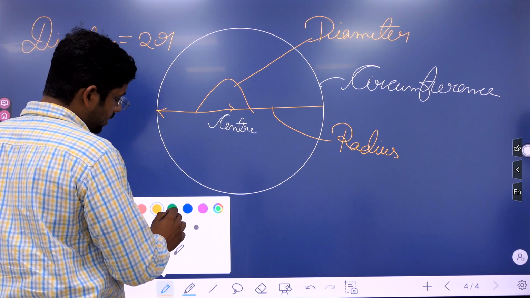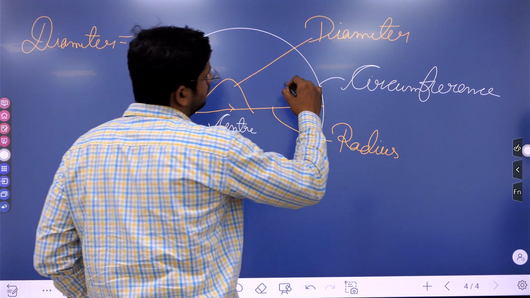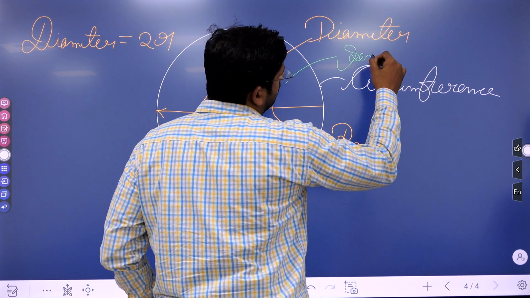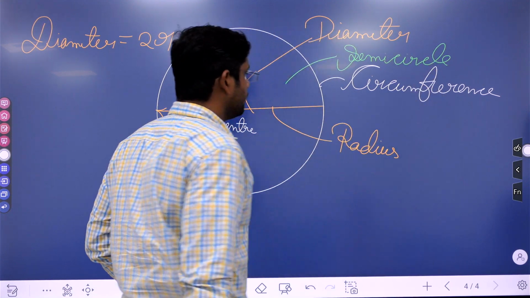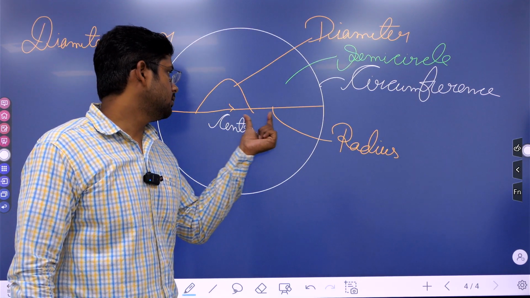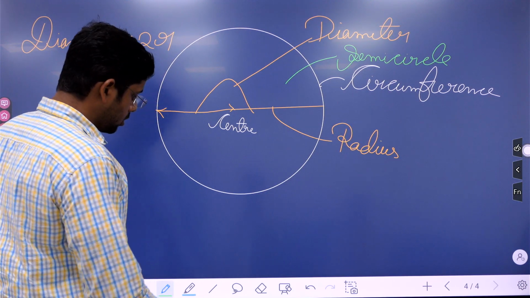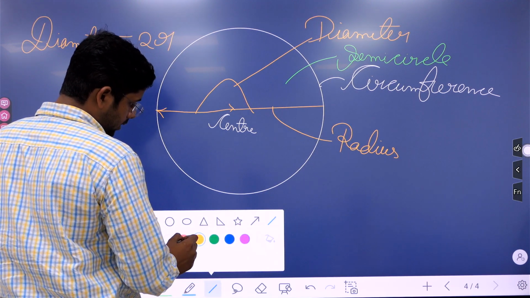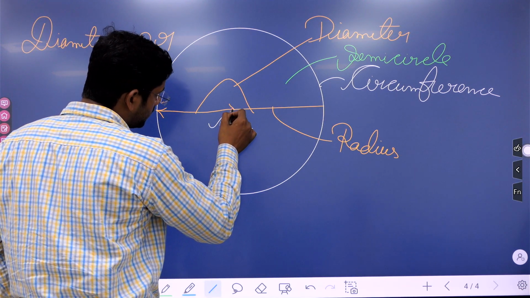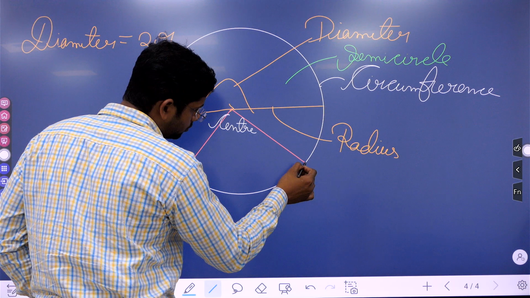And now it is divided into two parts, so it is also called a semicircle. Okay, so now we have done radius, diameter, center, circumference. Now come to the different points. So now I will take the center to this point and the center to this point.